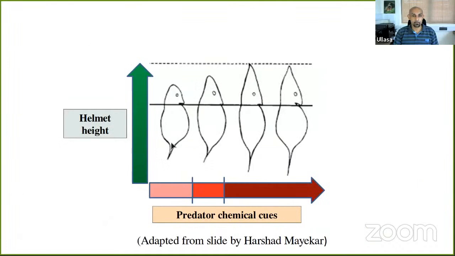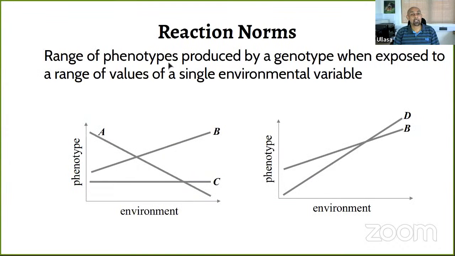Now, if we plot the phenotype on the y-axis, so let's take helmet in a particular water flea, Daphnia, and on the x-axis, let's plot the concentration of the chemicals from the predators. Okay, so if you find this kind of relationship where as the concentration increases, the helmet size increases continuously, this would be the reaction norm for helmet height. Okay, a reaction norm is basically a depiction of the range of phenotypes produced by a particular genotype when it's exposed to multiple environments.